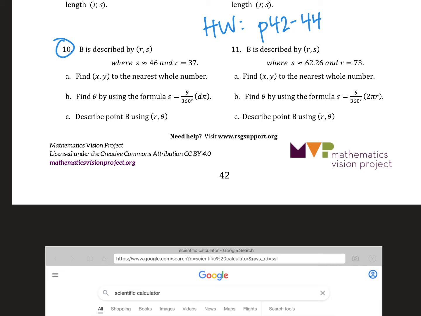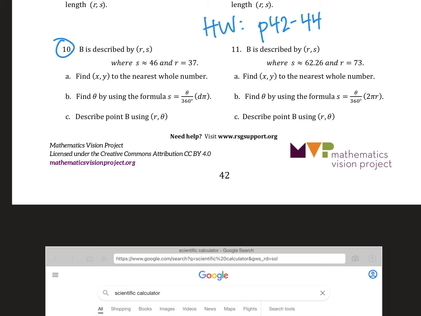they're telling us that point B is described by the coordinate pair r comma s, where s, that would be the second value, happens to be 46, and r, the radius, happens to be 37. So keeping in mind s stands for arc length. So here we go. Part A wants us to find x, y to the nearest whole number.